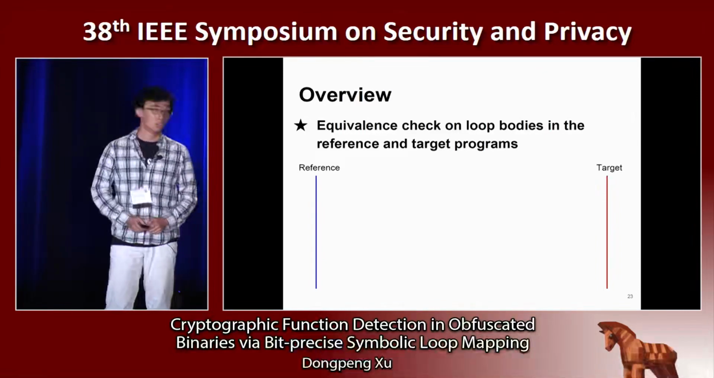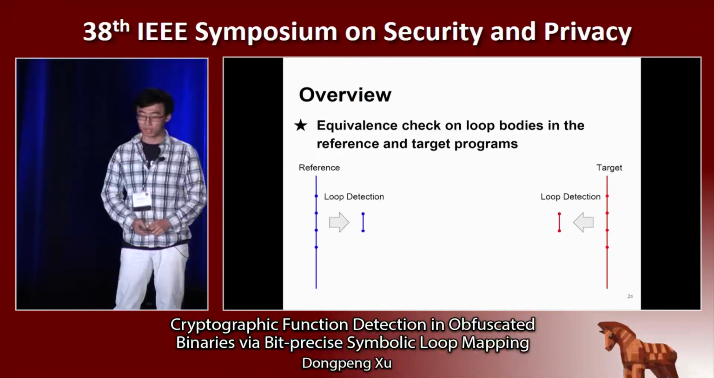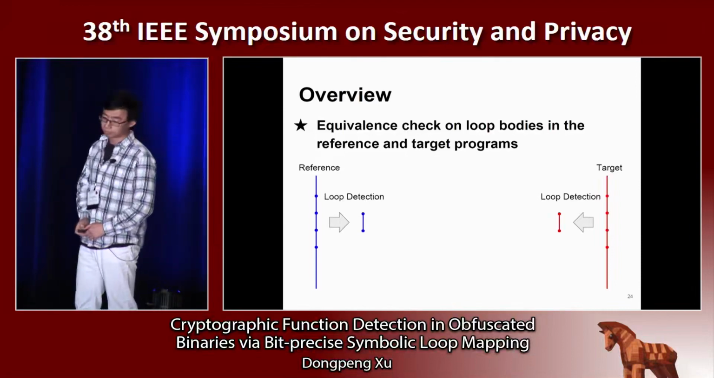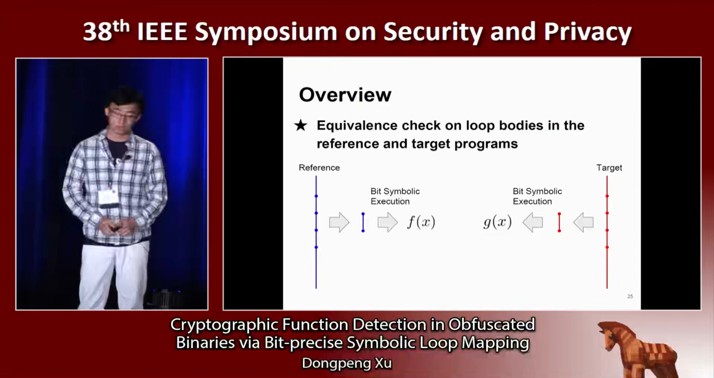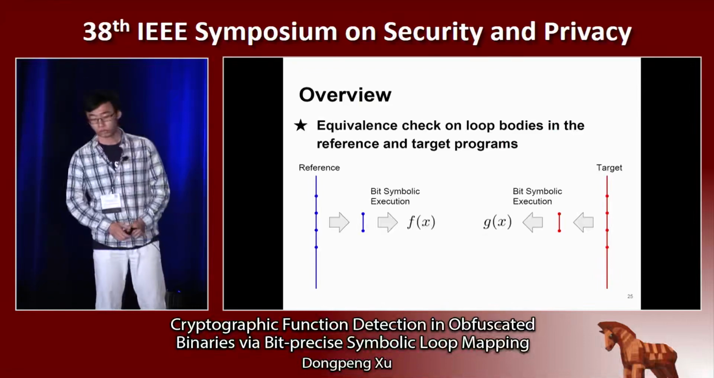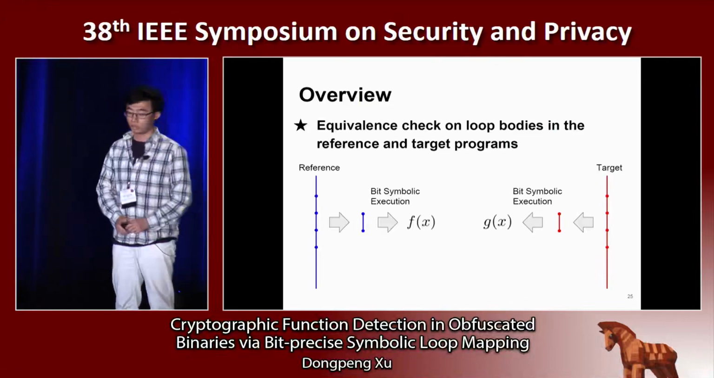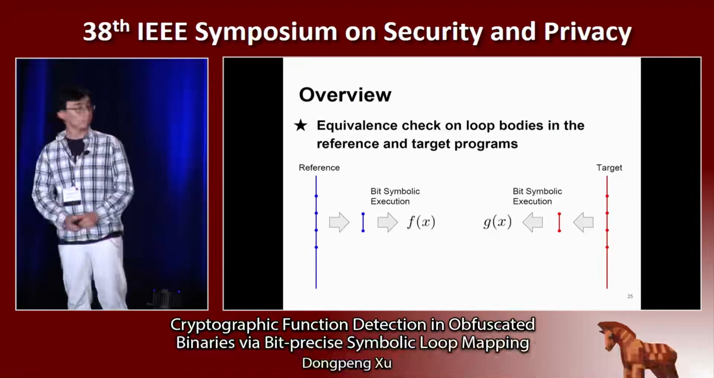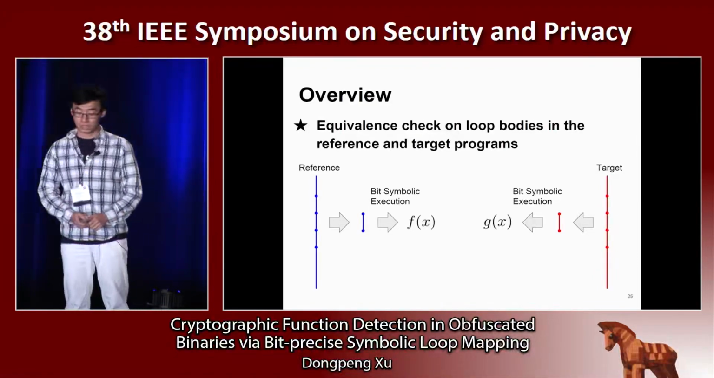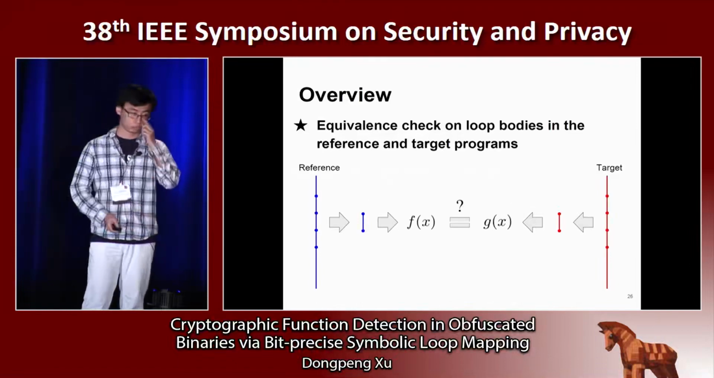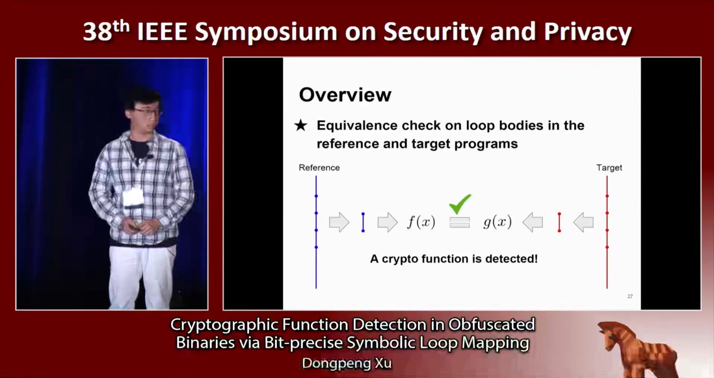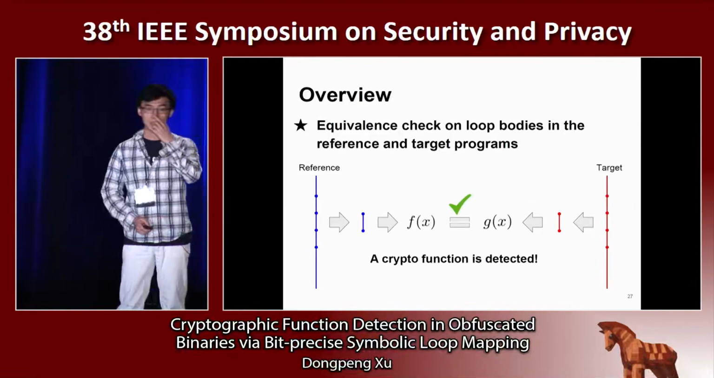And then we run loop detection on both of the two traces to extract the loop bodies. After that, we run bit symbolic execution to transform the loop bodies into Boolean formulas, here fx and gx. So at last, we check whether those two formulas are equivalent. If they are equivalent, then we say a crypto function is detected.